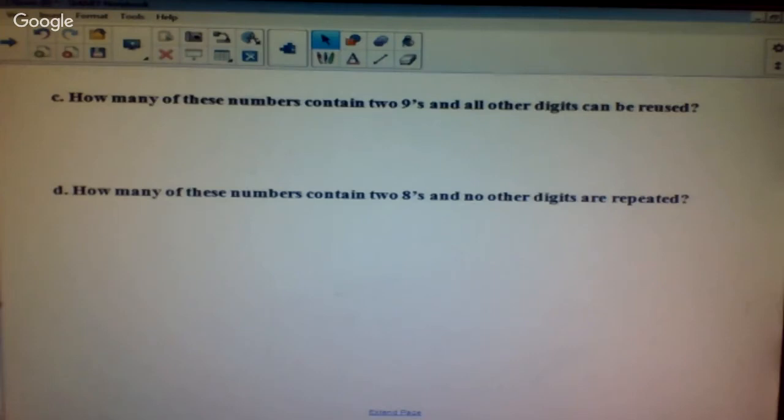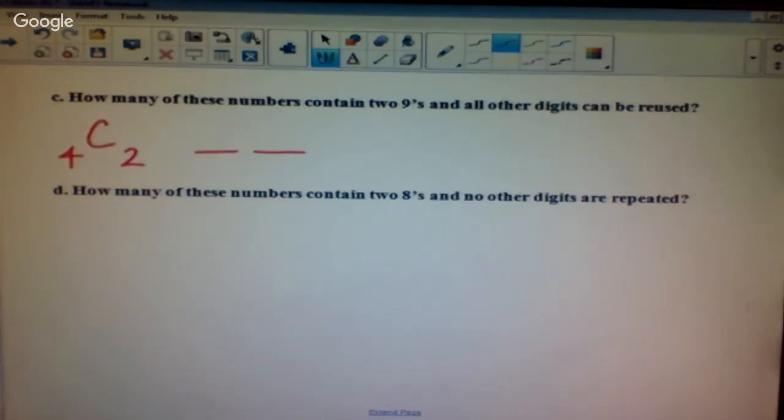This time I'm filling 2 of the slots. Okay, so I've got 2 slots left. So how many total slots did I have to fill? 4. And I'm filling 2. So that's 4C2. That takes care of the fact that we're filling 2 slots with 9s. All other digits can be reused. I've used 9s, so I don't have any 9s to use. I have 9 other digits. So 9 times 9, or you could write that as 9 squared.